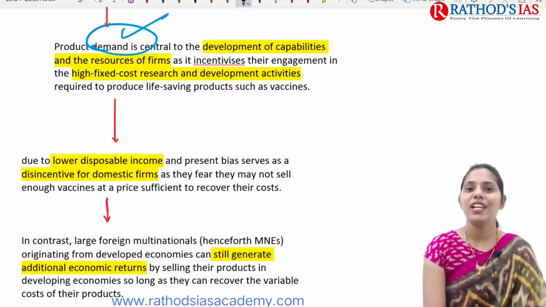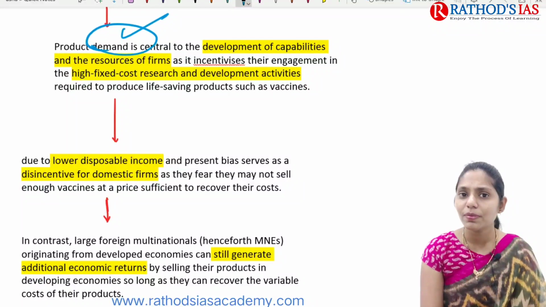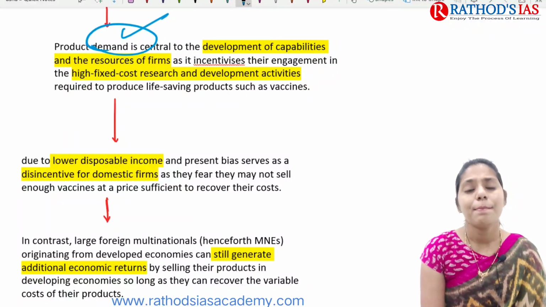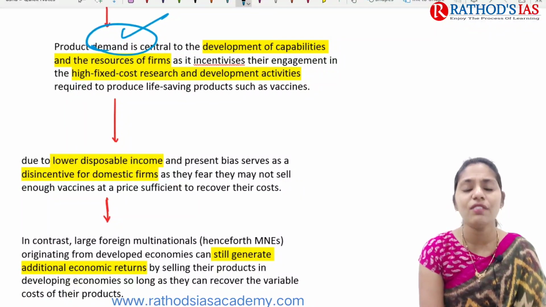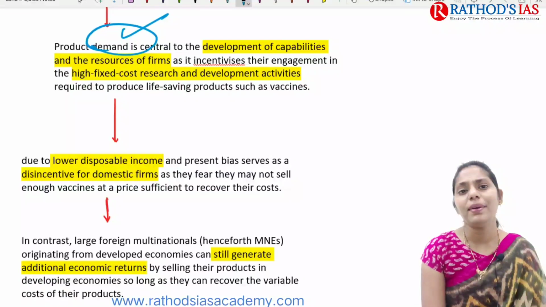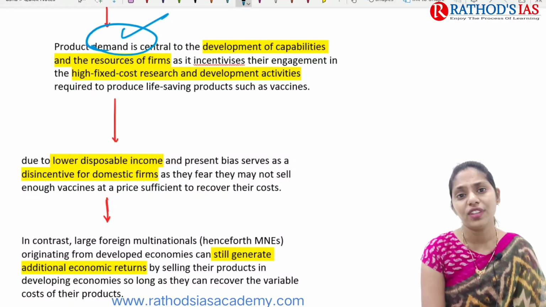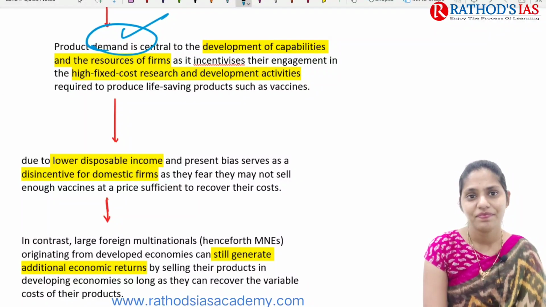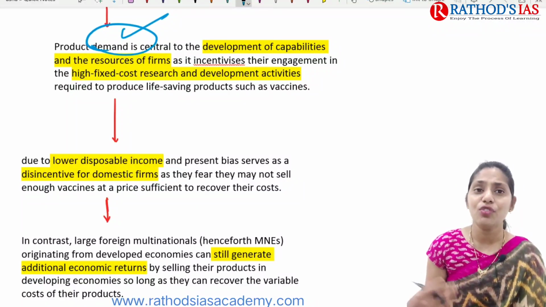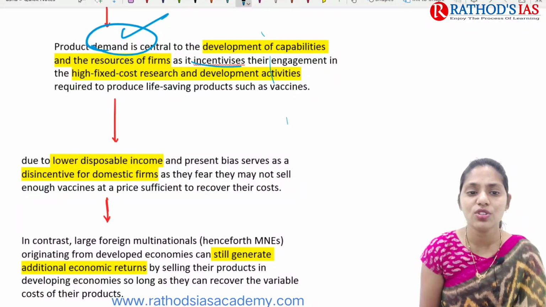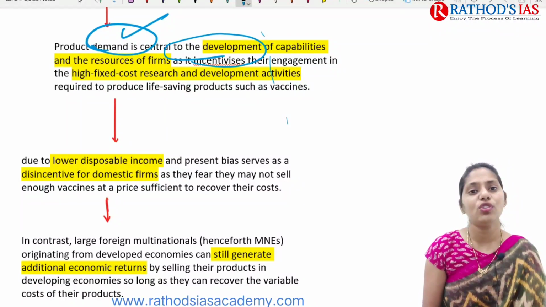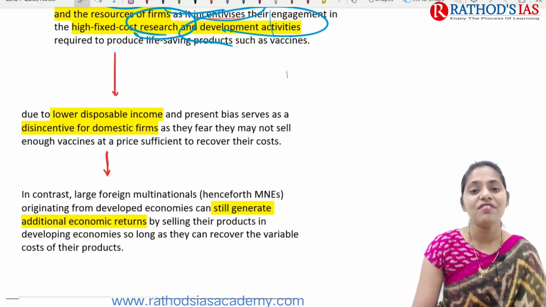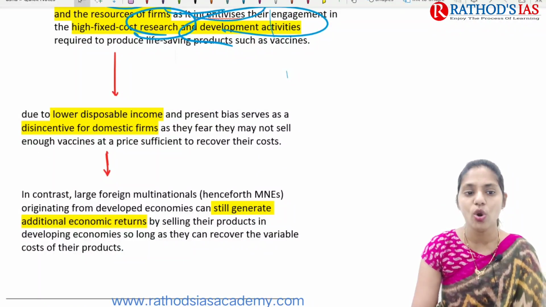So here product demand is central for the development of capabilities and resources of the firms. For example, if there is a manufacturing unit which mainly produces 10 units of vaccines, let us take this hypothetical example, but the demand is for 100 vaccines, then that company will go for increasing their production. They will come up with new technology. At that time we need to provide some incentives. Incentives will be very important, and we need to focus on research and development activities as well to provide life-saving products such as vaccines to all.